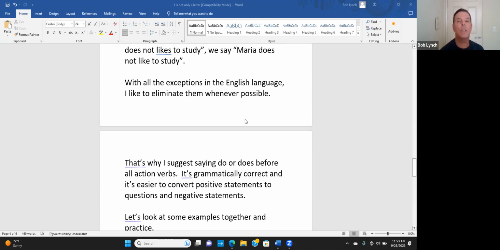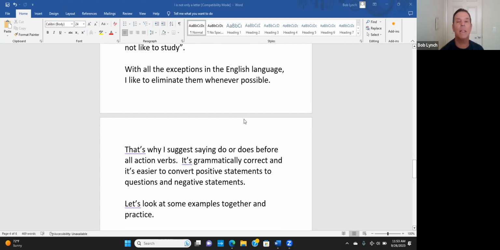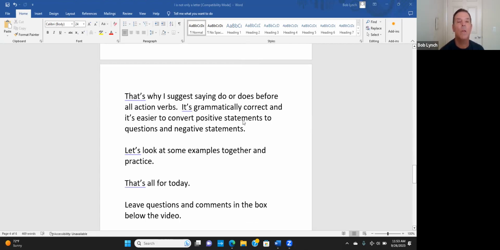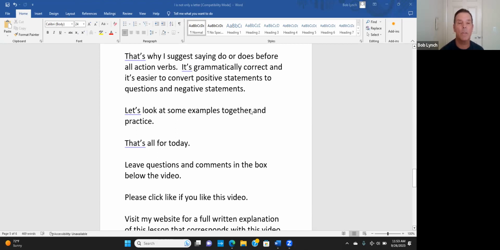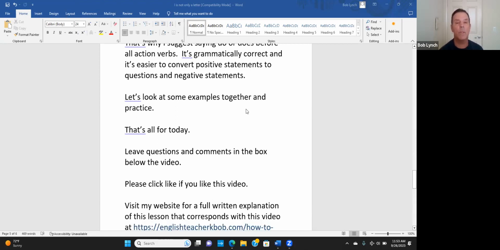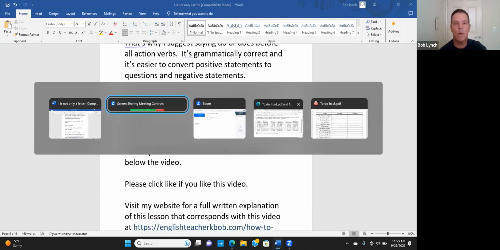With all the exceptions in the English language, I like to eliminate them whenever possible. That's why I suggest saying do or does before all action verbs. It's grammatically correct, and it's easier to convert positive statements to questions and negative statements. Let's look at some examples together and practice, shall we? So let's have a look here.